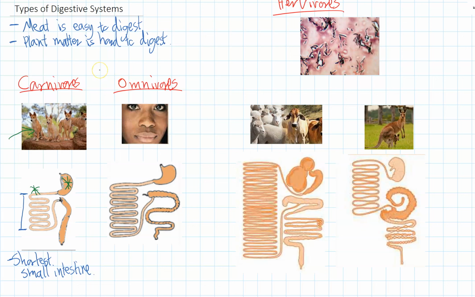Then we'll look at omnivores next. And here's a human digestive system as an example. So if we look at our digestive system, we've got about a medium size or a medium length small intestine. And that's because we can eat meat, so we can easily digest that, but we also eat plant matter. And so we need that extra length here to do extra digestion to break apart that plant matter as much as we can so that we can absorb it in the small intestine as well. So we have a medium length one.